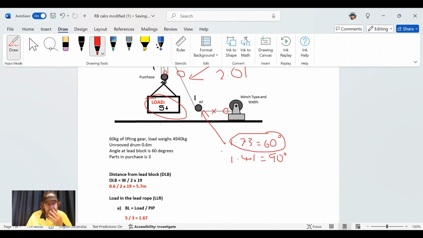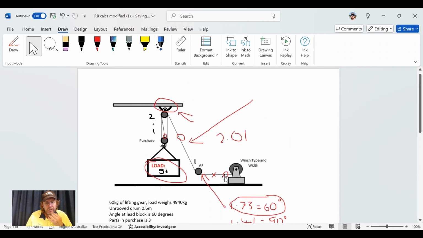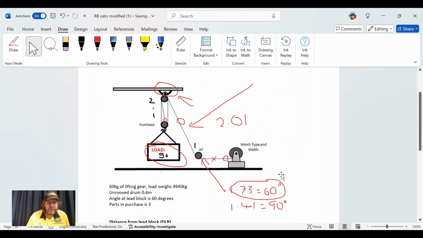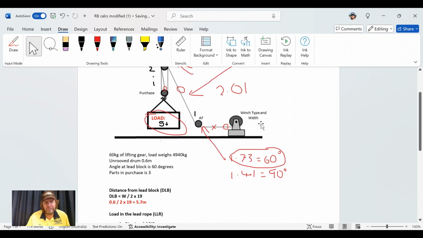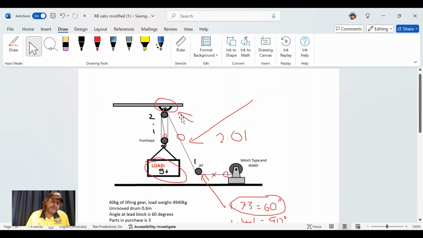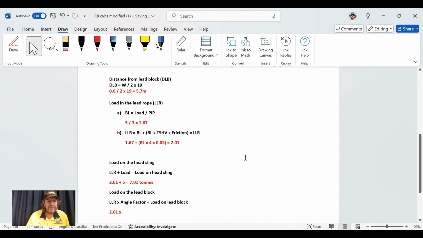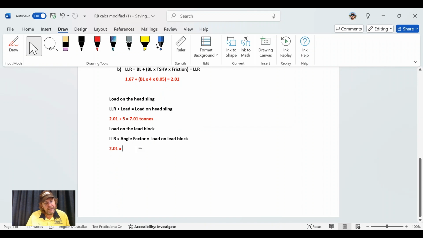But basically what's happening here is, because we've messed with the rope, it kind of changes the whole safe working load and all that sort of stuff. So angle factor times load on the lead rope, 2.01 times 1.73 equals 3.48.